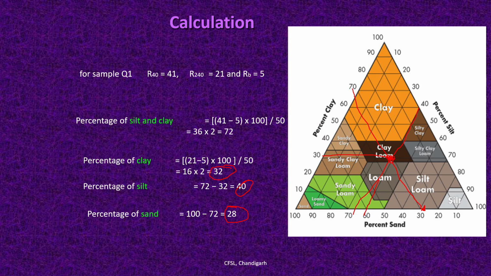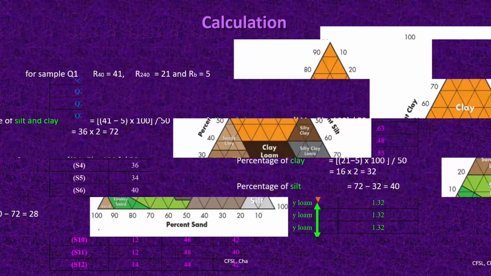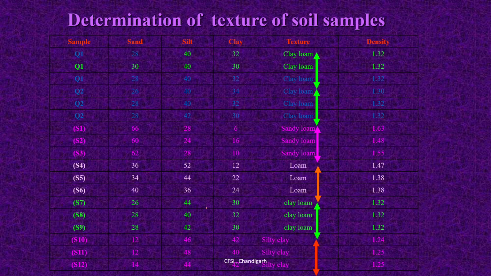In a similar way you can fix the texture of the soil by calculating the percentages of these components for other samples. You can also take readings by time and calculate other particle sizes. Sand also has many subcategories, like coarse sand, fine sand, etc. So you can take further readings.